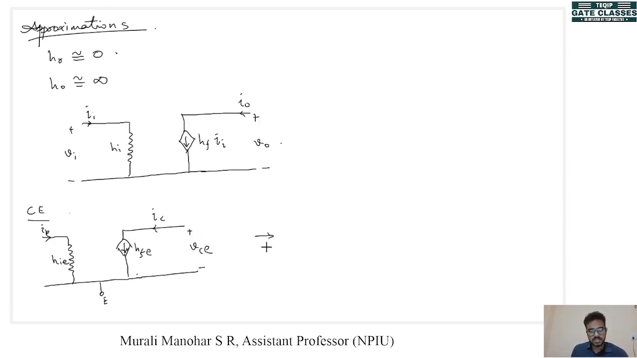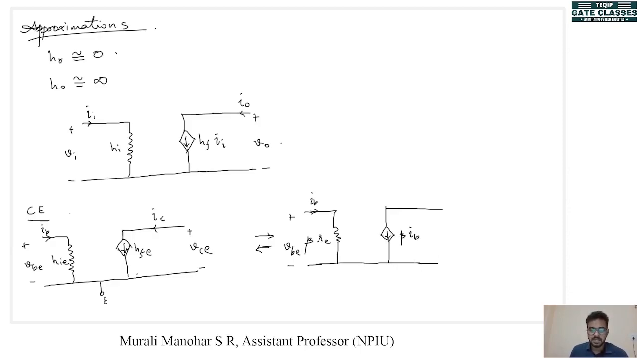Now this can also be drawn as this. Here we have not just RE, but beta RE. This is VBE. Here also we have VBE, IB here, beta RE is the resistance here, and beta IB is the current source here. And here we have IC and VC.